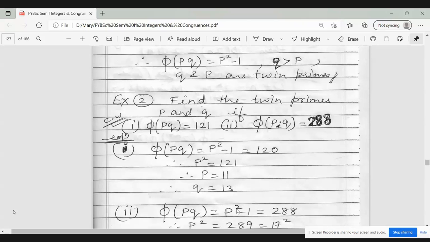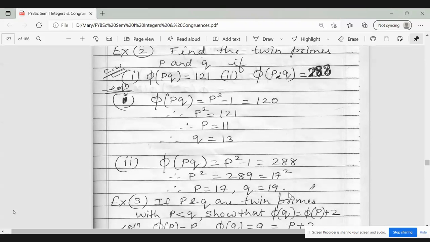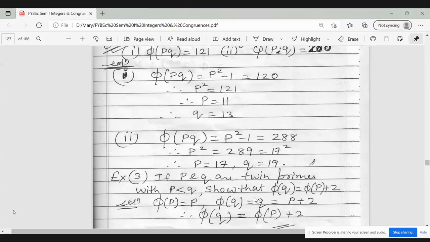Okay, 11 and 13. Same way we can do for 288. P square minus 1 is equal to 288, so P square is equal to 288 plus 1, so 289. So this is 17 square. So P is 17, Q is 19. Okay, so these are the sums for this. Here also one more sum is asked.